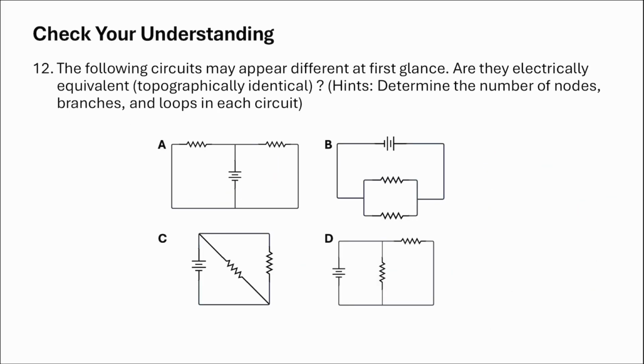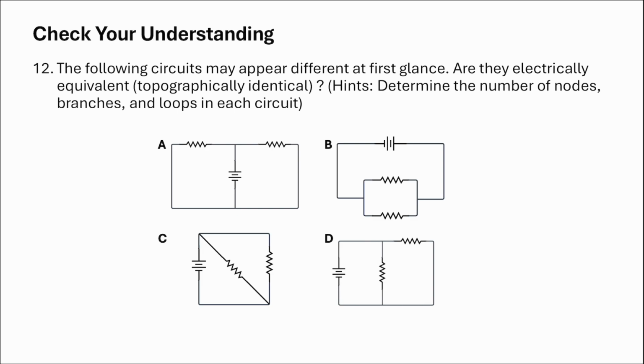Now there are 4 circuits here. They appear different at first glance. However, we want you to look into the detail and determine whether they are really different or whether they may actually be equivalent. So we want to first identify the nodes, branches, and loops and see how they compare.